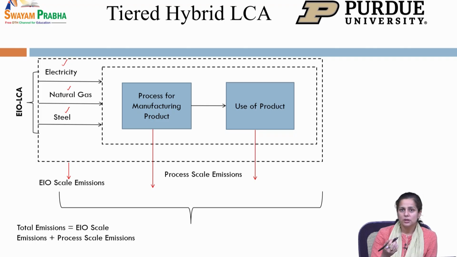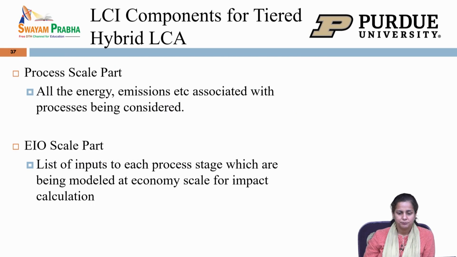So, of course, doing the input output LCA is very fast. All you need to do is calculate the total amount of final demand for the electricity, natural gas and steel sector and input that into our Leontief model like we did in our last module and get the total impact. So, that is how the tiered hybrid LCA is done. So, the LCI components for tiered hybrid LCA, you have a process scale part, you can calculate all the energy, emissions, etc.